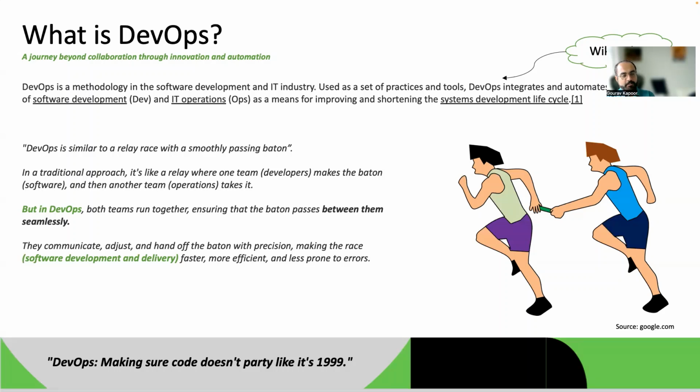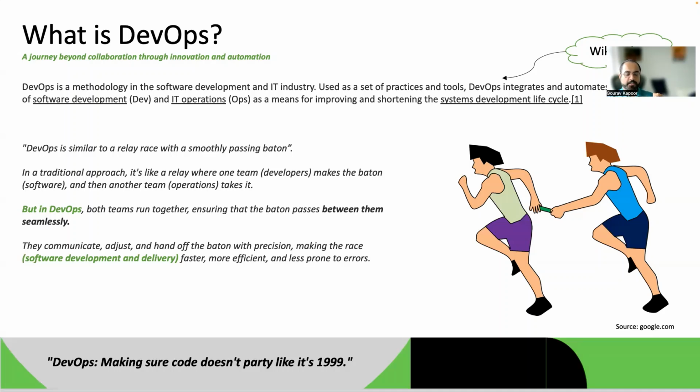Now, with the introduction of DevOps, or in the DevOps era, things work a little bit differently, and that's where the collaboration and the partnership becomes very, very critical. Now, if you think about the same analogy here, both teams, developers and operations, are like runners in the same relay race. They work together and ensure that the baton or the software passes between them seamlessly.